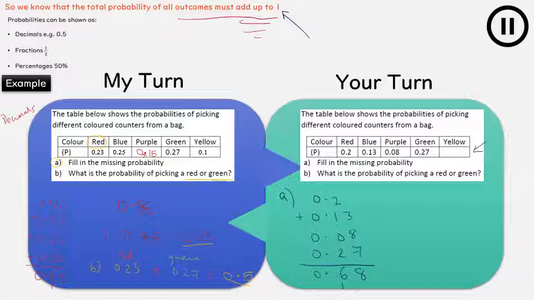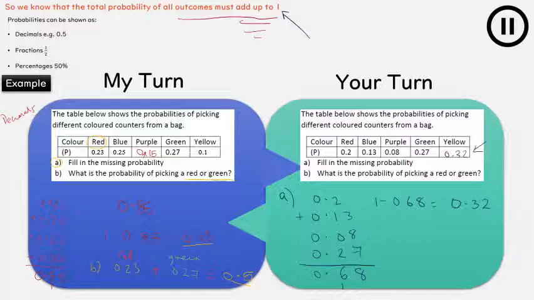So I've got 0.68 in total, but I need to make it up to 1. So 1 take away 0.68 leaves me with 0.32. So that must be that missing value there.